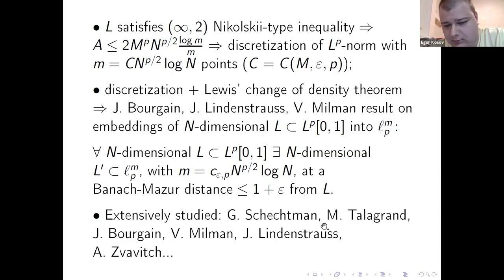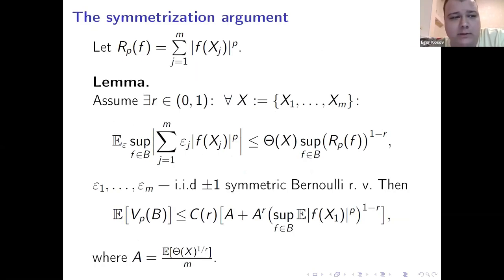Okay. And I just mention that this problem has also been extensively studied, and if I'm not mistaken, this particular problem was first initiated by Professor Schechtman, and then has been studied by many, many mathematicians. Here are some of them, but not all of them. Okay, so from Professor Schechtman's talk, we understand now that this problem is closely related to our problem of sampling discretization.